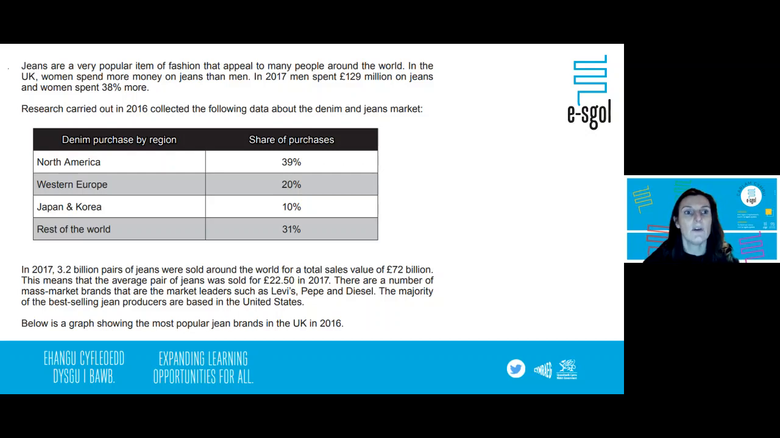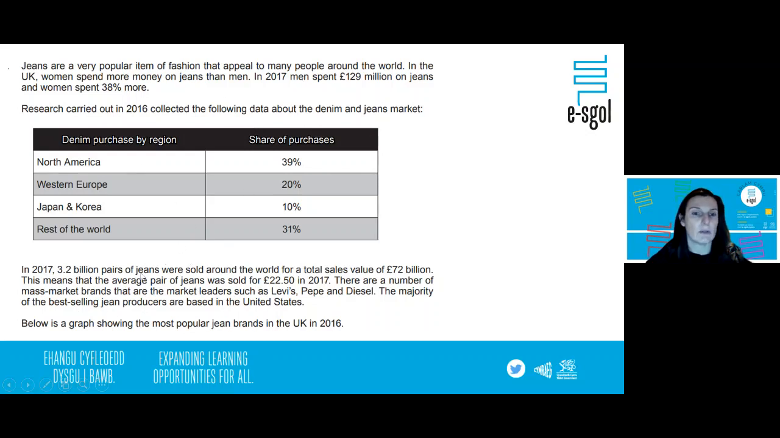Okay, so the first case study is about a jeans business, Hewitt jeans, I think it is. So we'll go through this. Jeans are a very popular item of fashion that appeals to many people around the world. In the UK, women spend more money on jeans than men. In 2017, they spent 129 million on jeans, and women spent 38% more. Research carried out in 2016 collected the following data about the denim and jeans market, and that's some information there.